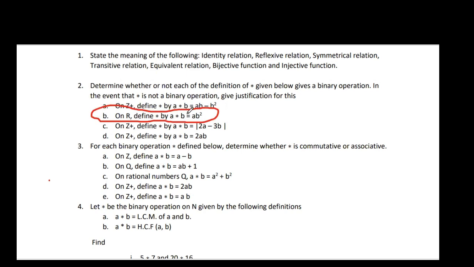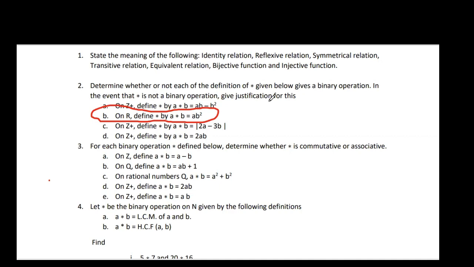So what's the question there? The question is: determine whether or not each of the definitions of this operation star given below gives a binary operation, or, in the event that it does not give a binary operation, justify your answer. So how do we prove that a certain operation is a binary operation? We said we are going to use the closure rule.